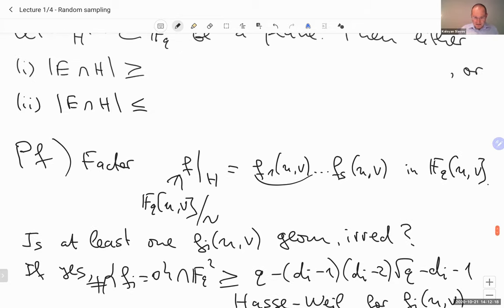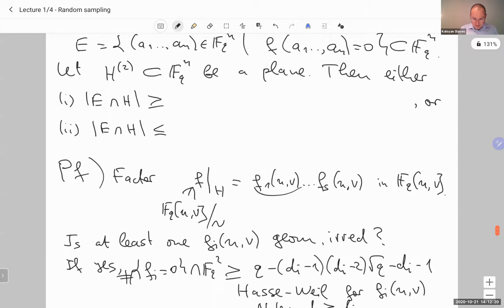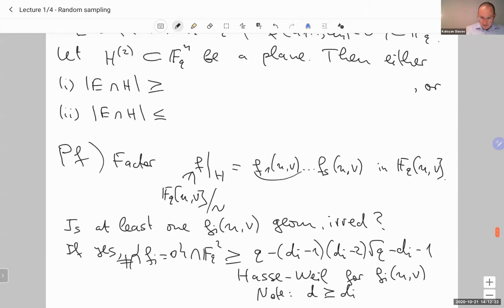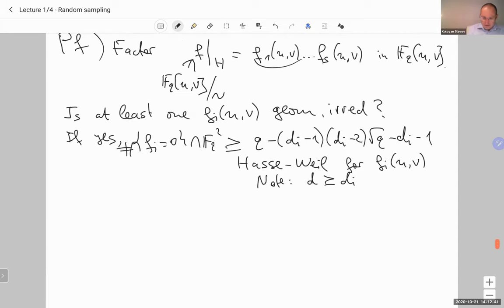Now I can go back here. I can go back and complete the inequality. In case one, the size of the intersection is at least Q minus D minus one, D minus two, square root of Q minus D minus one, by using Hasse-Weil on this plane slice. What happens if no?